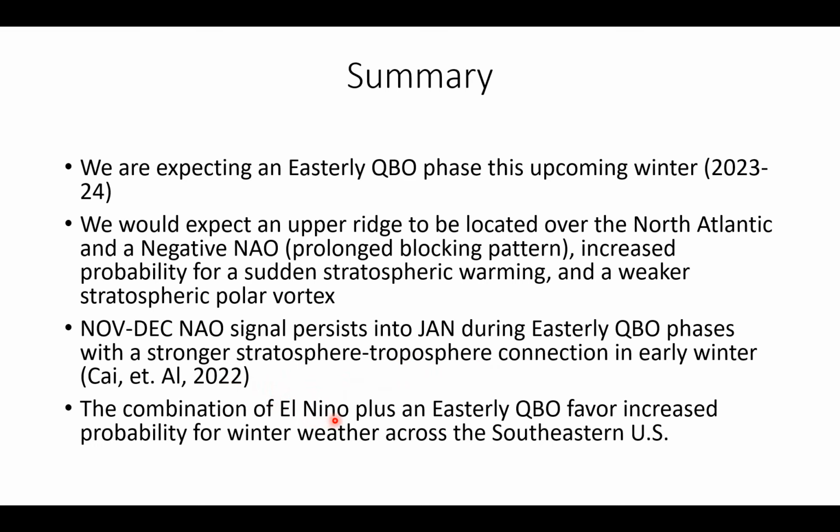Now the combination of El Nino plus an easterly QBO favor increased probability for winter weather across the southeastern U.S. Both of these favor it. El Nino favors a more southern storm track, as well as below normal temperatures for the southeastern U.S., and the easterly phase of the QBO does the same, more below normal temps for the southeast.